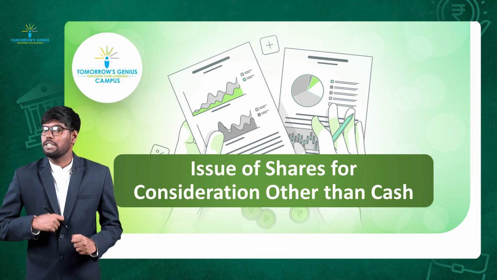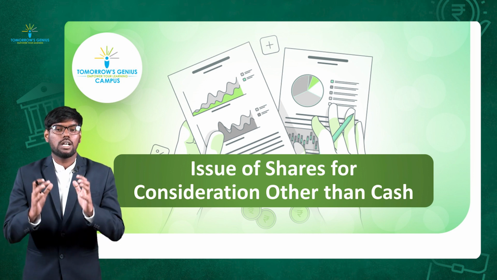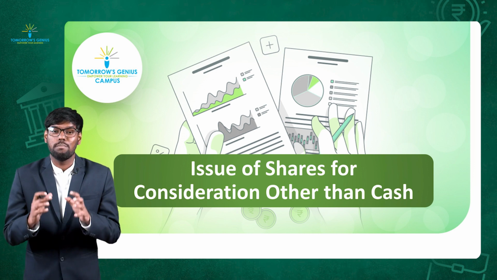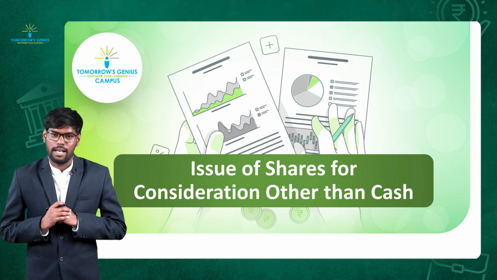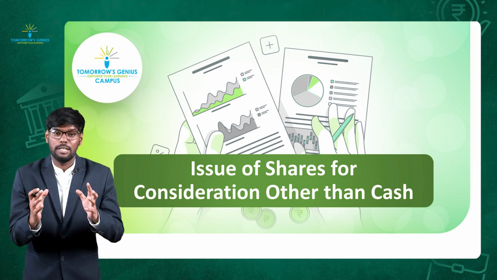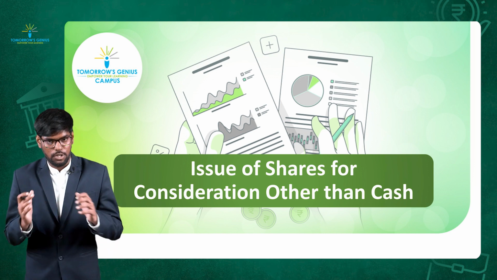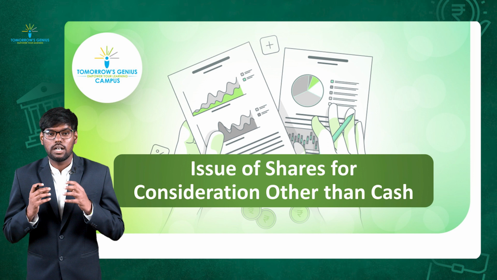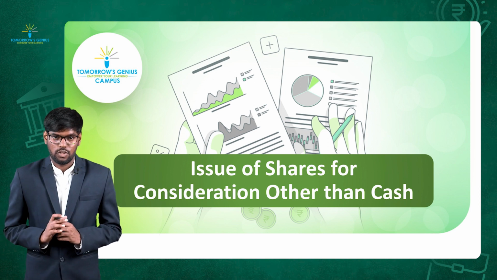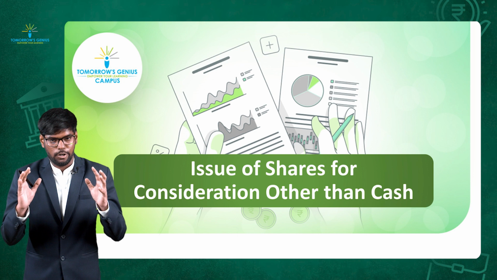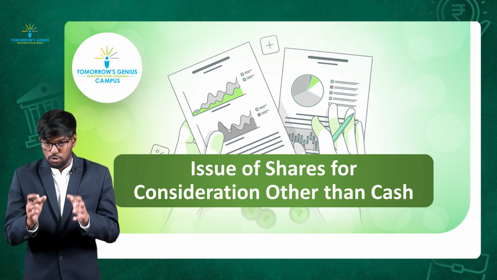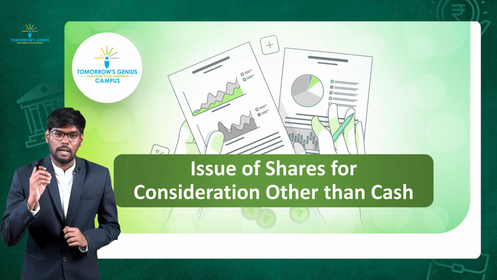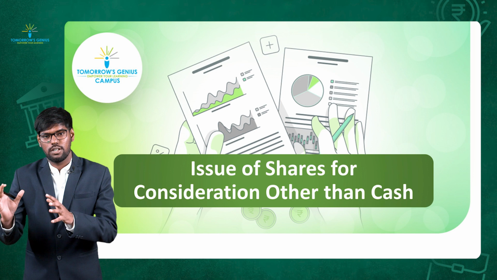It means when a company is issuing shares in this option, the company is not receiving money, but instead of money, the company is getting some asset from the suppliers, right? For example, if a company purchases 1 lakh rupees of asset or machinery from the supplier, and instead of making payment in cash, the company is issuing them shares, this is nothing but issue of shares for consideration other than cash. So we have to see what the accounting treatments, the accounting journal entries, are that we have to pass when a company issues shares for consideration other than cash.